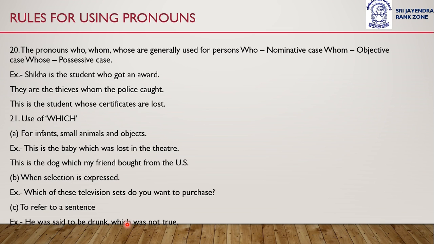Alright. Another case when we make use of which is to refer to a sentence. For example, he was said to be drunk, which was not true. Okay, here we are referring to another sentence through which. Alright. So the uses of which are for infants, small animals and objects, for when selection is to be expressed. For example, which of these television sets do you want to purchase, and to refer to a sentence.